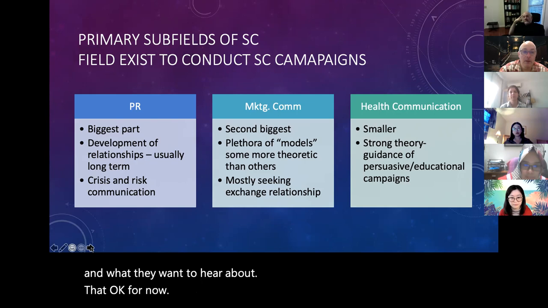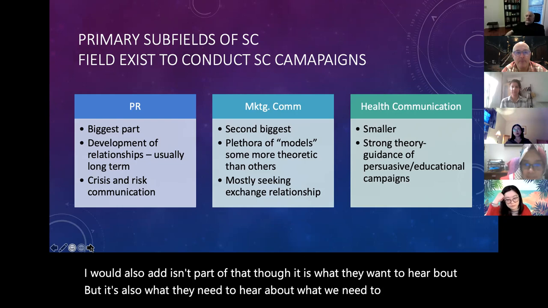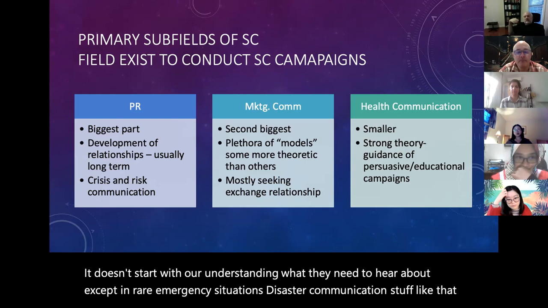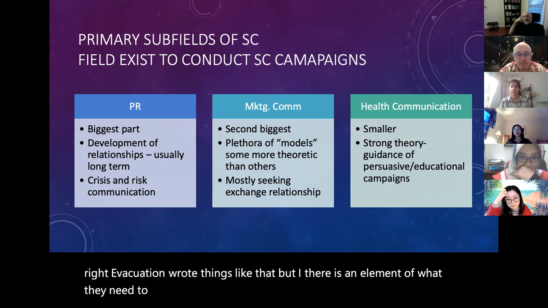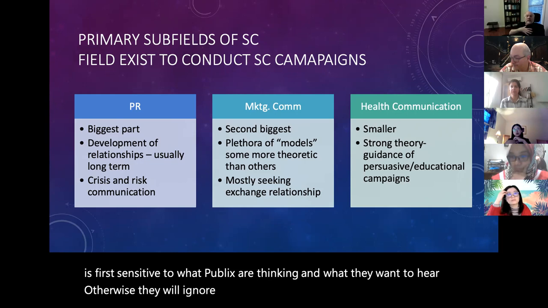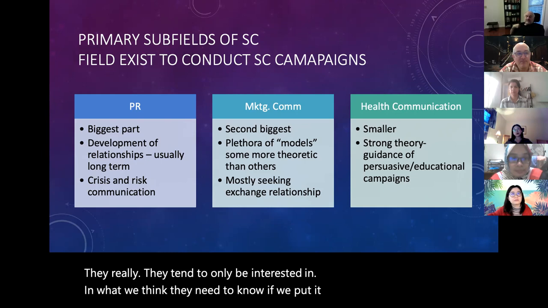Well, I would also add, isn't part of that what they want to hear about, but also what they need to hear about? I mean, we need to know what publics know. Right. But it doesn't start with our understanding of what they need to hear about, except in rare emergency situations, disaster communication, stuff like that, right? Evacuation routes, things like that. But there is an element of what they need to know. But that element has to be worked into a campaign that is first sensitive to what publics are thinking and what they want to hear. Otherwise, they will ignore what we think they really need to know. They tend to only be interested in what we think they need to know if we put it in terms or in the context of what it is they want to know.